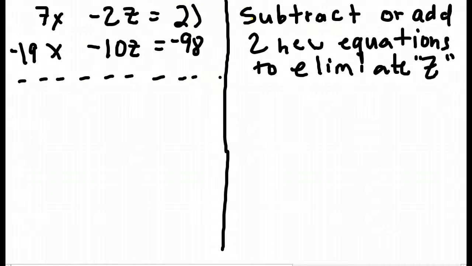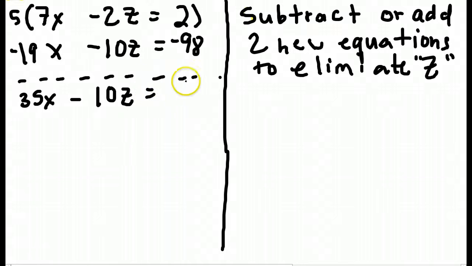We're going to multiply the first one by 5, which will give us that 10. So what does that become? 5 times 7x is 35x. 5 times negative 2z is negative 10z equals 5 times 2, which is 10. Okay, so from there, we now need to subtract.